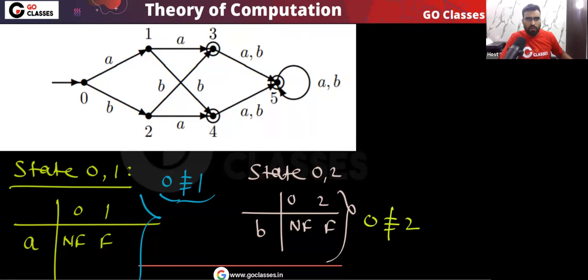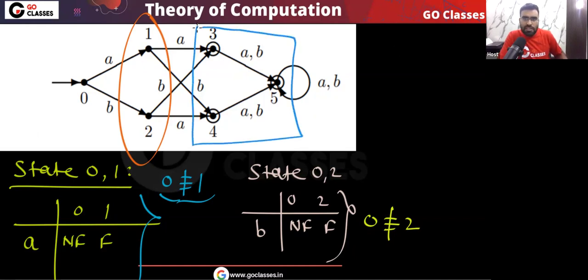Okay, so what is remaining? Now we have to check 1, 2. Remember 3, 4, 5 is a single state. Please understand that 3, 4, 5 is a single state. We have already seen this.